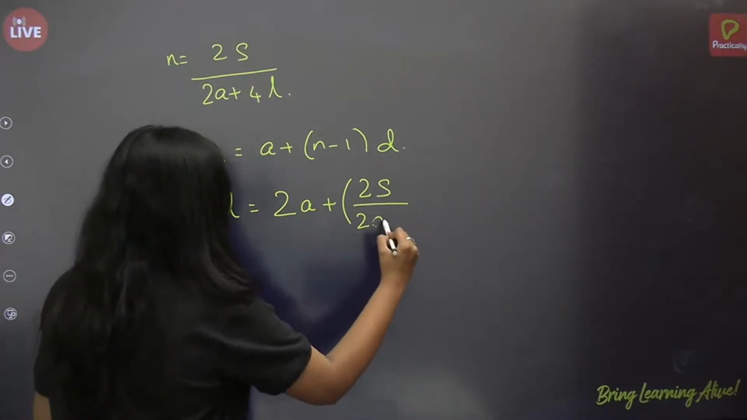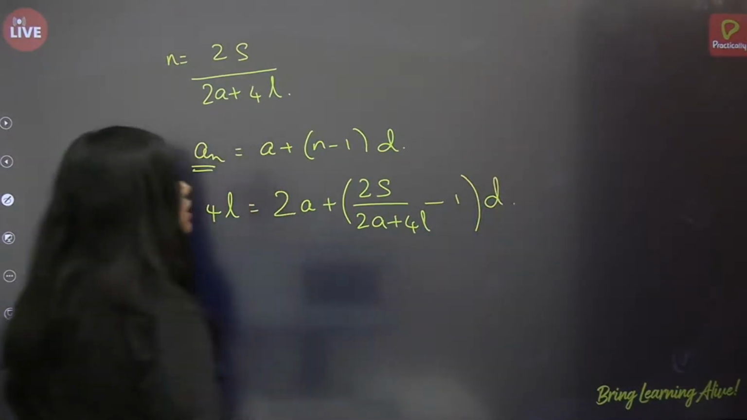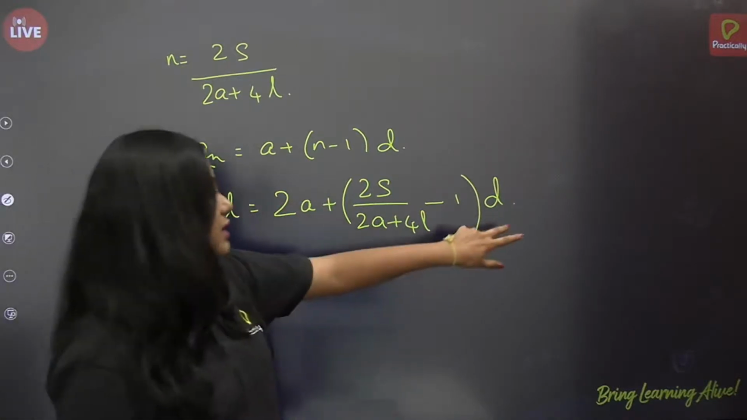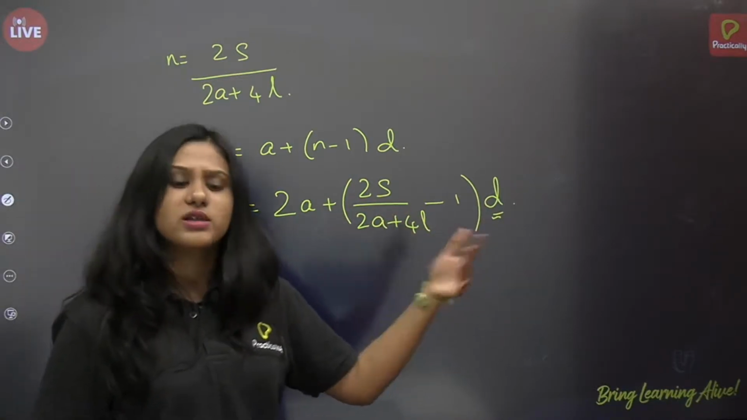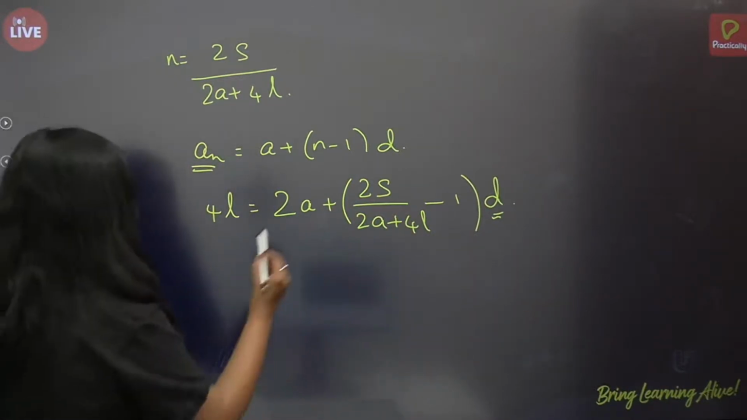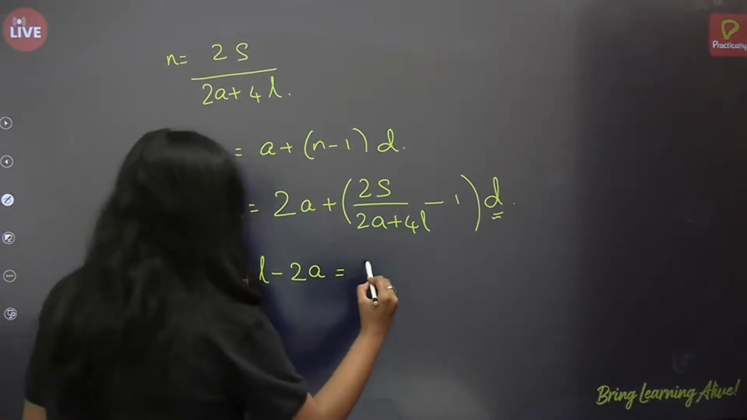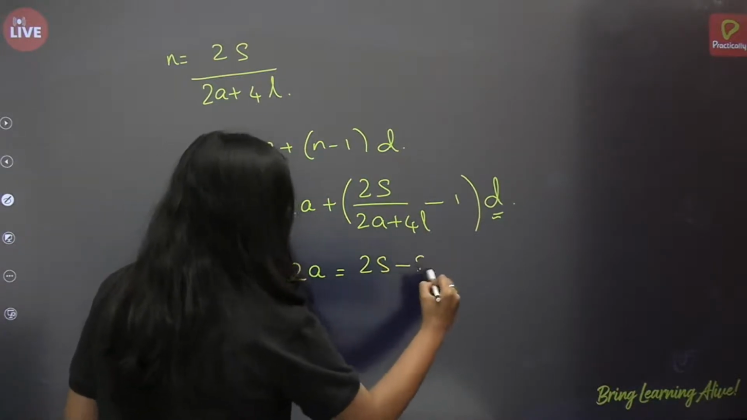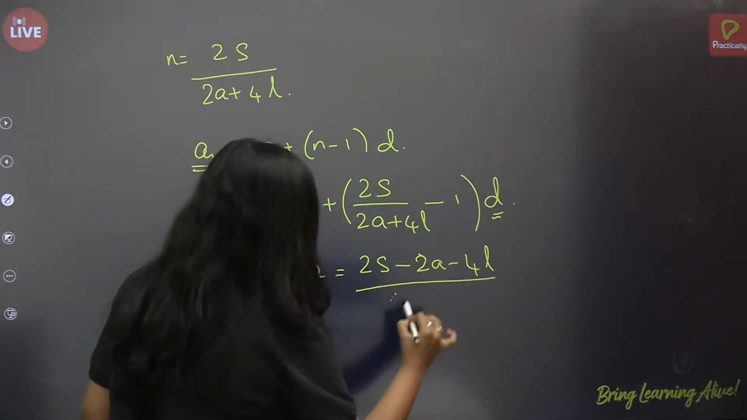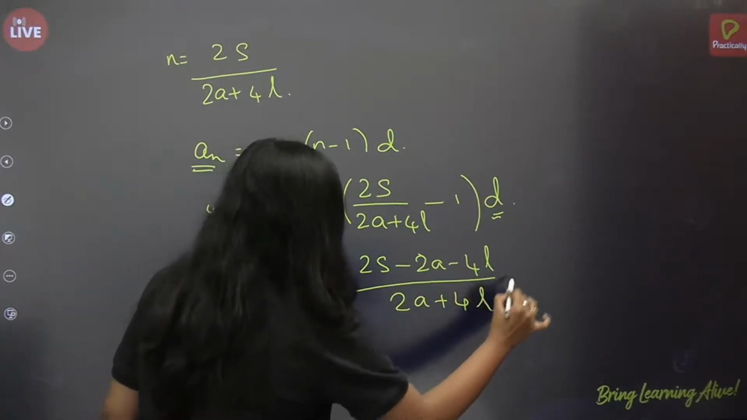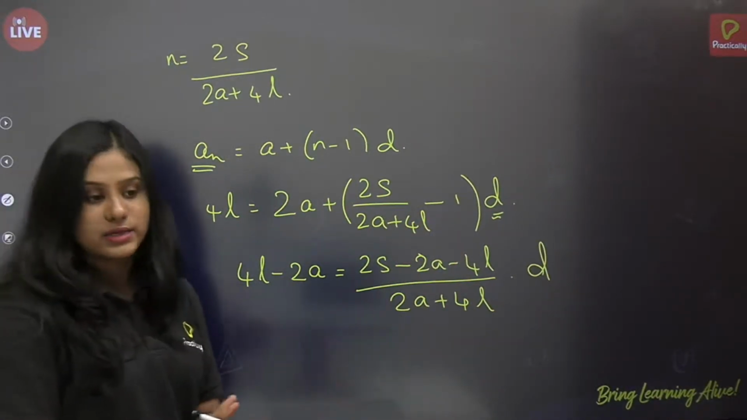So 2s by 2a plus 4l minus 1 into d. So here we have to get the value of d in terms of 2s, 2a and 4l. Did we achieve? Almost. Just one more step and we'll get to the solution. Now 4l minus 2a equals 2s minus 2a minus 4l by 2a plus 4l into d. We have just taken the LCM. That's it. Nothing complex.